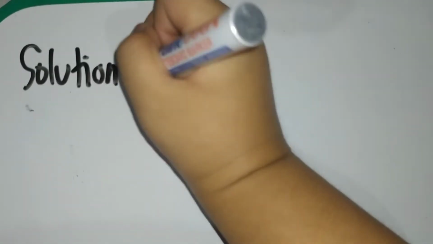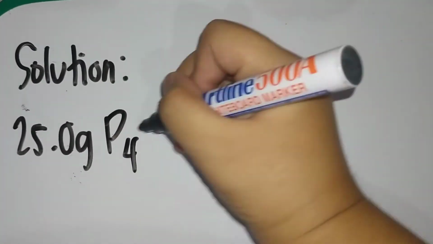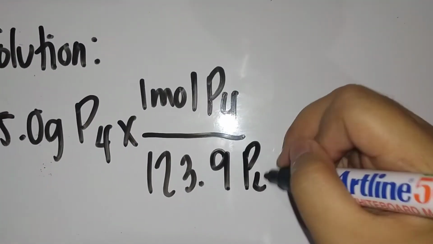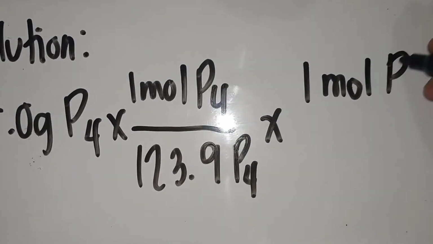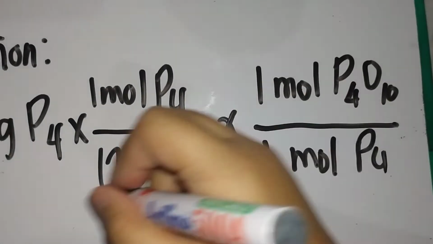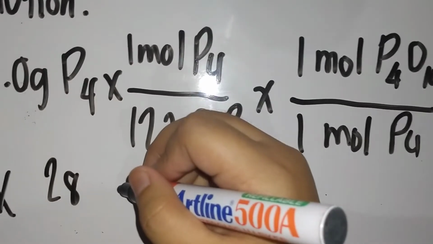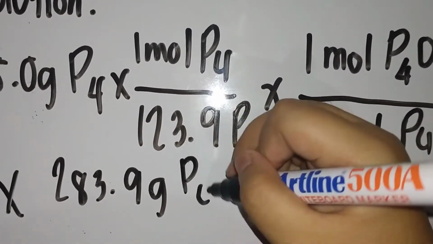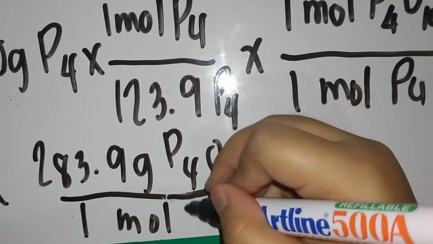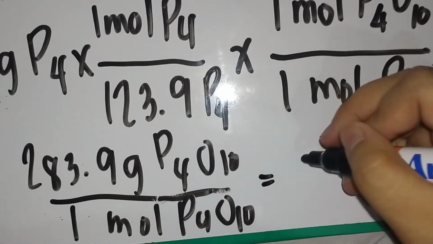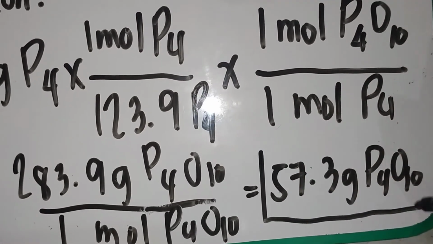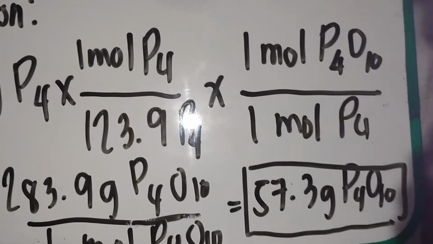Next, for the solution, we're just going to substitute the given values. So we have 25.0 grams P4 multiplied by 1 mole P4 divided by 123.9 grams P4, multiplied by 1 mole P4O10 divided by 1 mole P4, multiplied by 283.9 grams P4O10 divided by 1 mole P4O10. All in all, it is equal to 57.3 grams P4O10. You just need to cancel the like units.